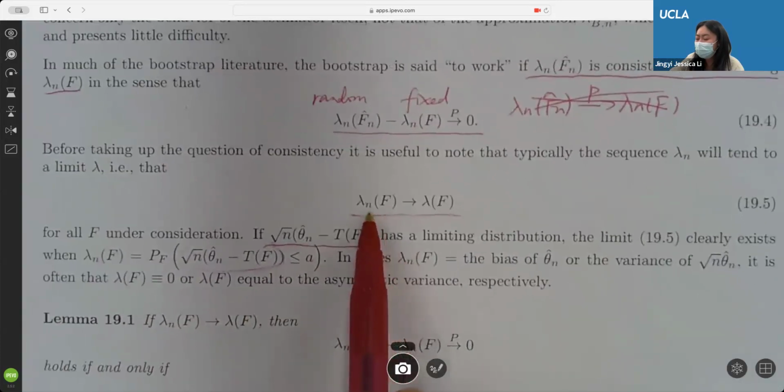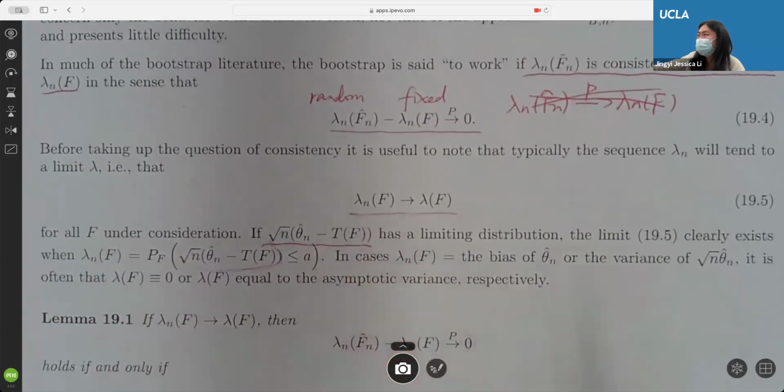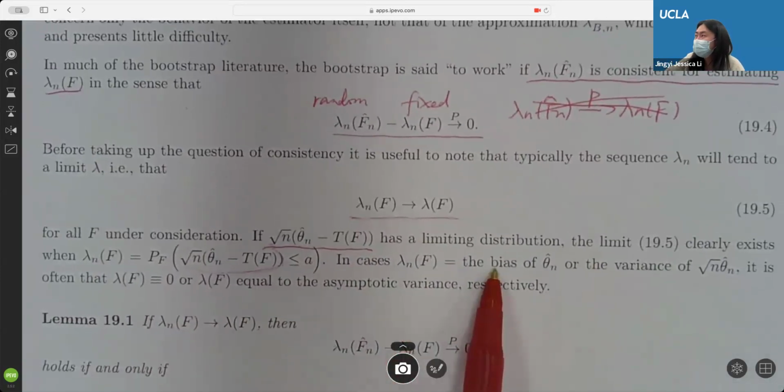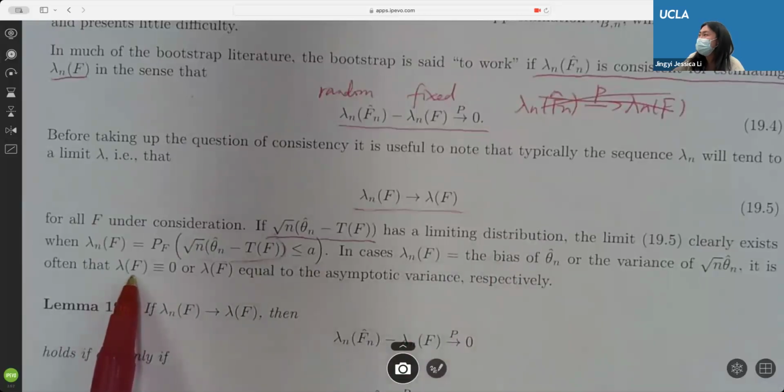Okay, if this lambda_n(F) is not an error probability, but the bias of an estimator or the variance of an estimator, then we know that in many cases, the bias will go down to 0 as n goes to infinity.